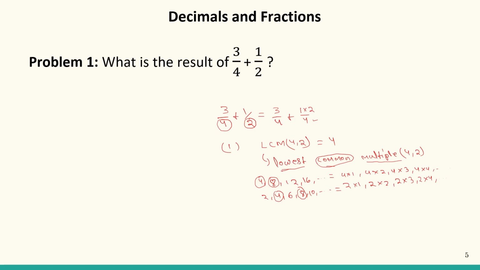Now we have the denominators the same, 4 and 4. So now we can add, as the denominator is the same. 4 is in the denominator, then 3 plus 2. So what we got is 5 by 4. So 5 by 4 is the answer here.